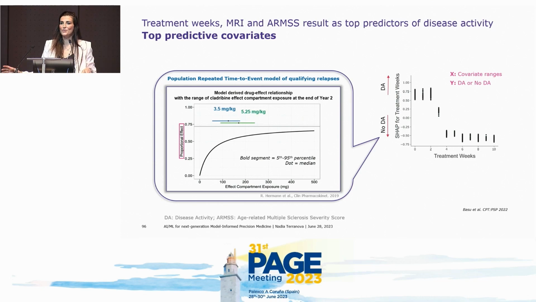So here, with machine learning, no prior knowledge about the mechanism of action of our drug, no assumptions on the relationship, we are actually coming exactly to the same finding. And this was really amazing and supportive of the use of machine learning to tackle clinical pharmacology questions.